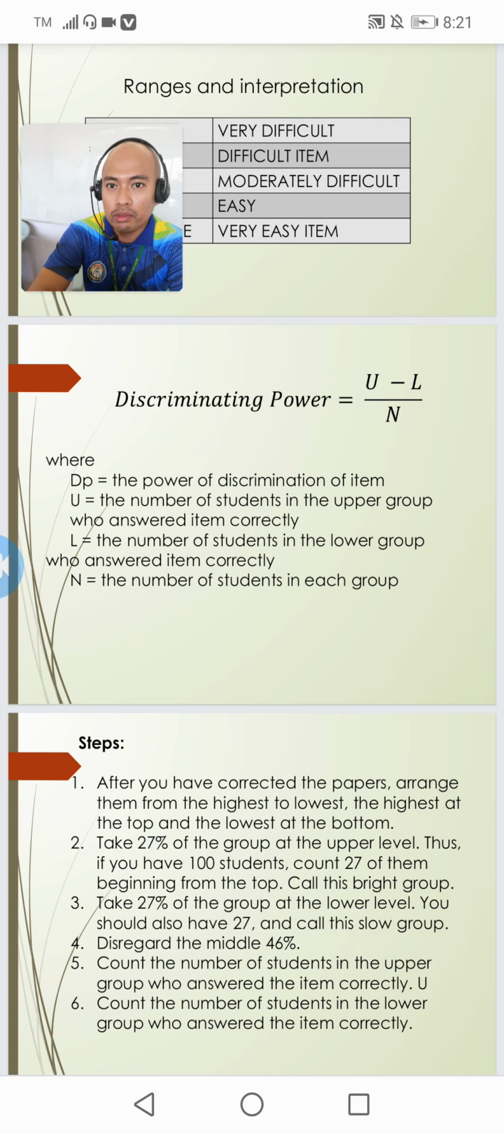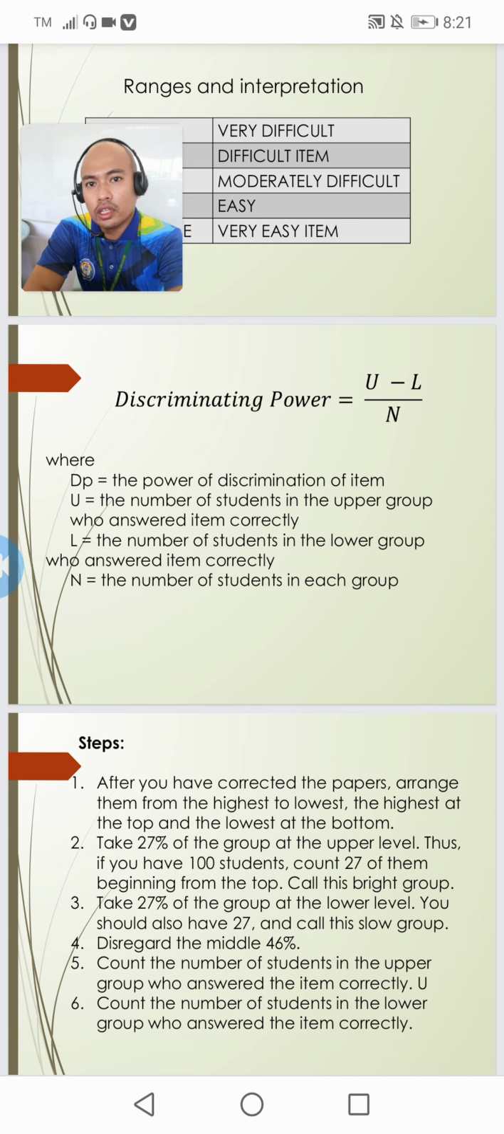So we will be considering two groups in this case, the upper group, which is the U, and the lower group, which is the L. However, we will only take those students who got the item correct as part of capital U and capital L in the formula. For the denominator in the formula, which is capital N, this will be the number of students in each group.